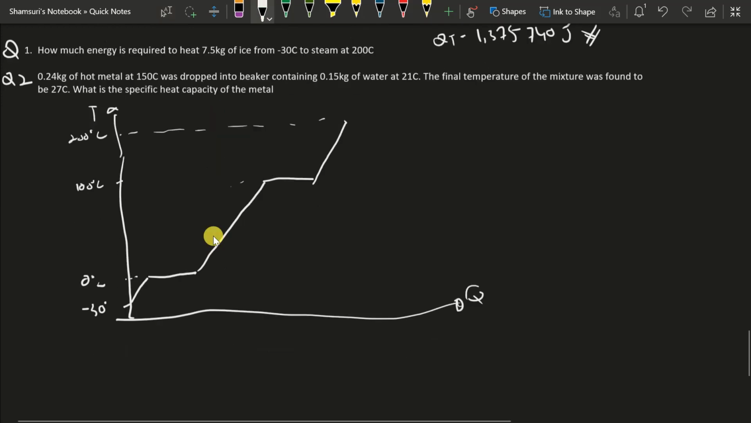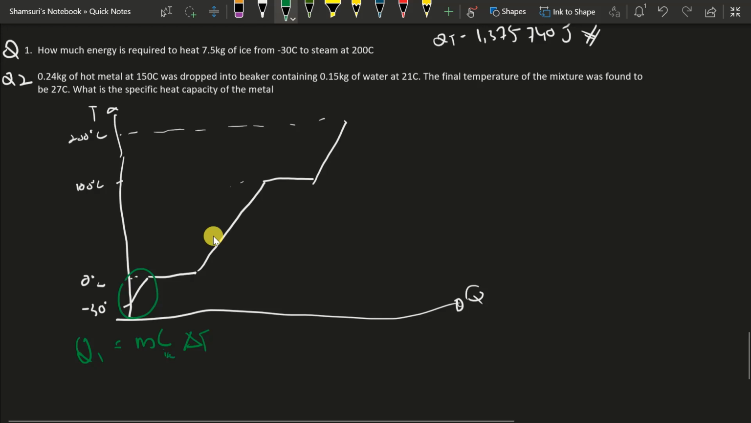Now we know that we have to identify this first. So what is Q1? It is the change of temperature, so it's actually mc delta T. The c here is actually the specific heat of ice. So this is c of ice.